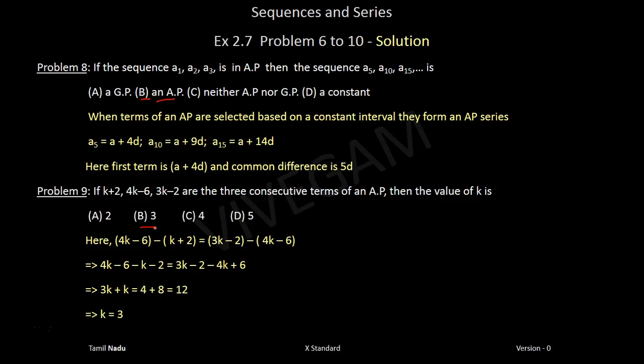So let me just quickly touch on what we did. We are basically saying that these three are in AP, which means the second term minus the first term will be equal to the third term minus the second term. Using that condition, we are forming an equation, simplifying it and getting the value of K. Right. So next sum.